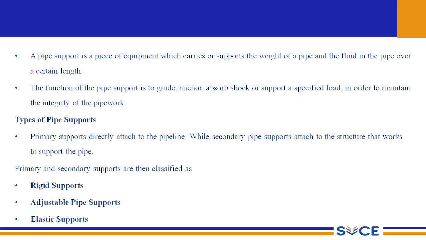The types of pipe supports: we have two different types of pipe supports, one which is directly attached to the pipeline, and the second one which is attached to a structure that will work to support the pipe. So primary supports are the ones which are directly attached to the pipeline, while the secondary pipe supports will attach to certain concrete structures that will work to support the pipe. The primary supports and secondary supports are then again classified as rigid supports, then adjustable pipe supports, and elastic supports.